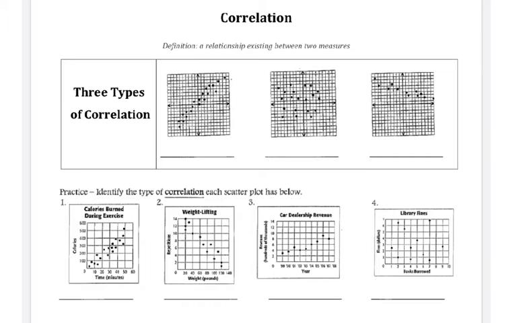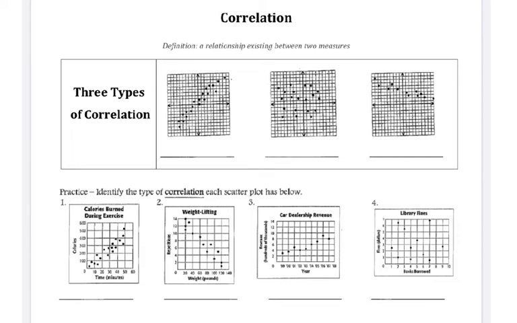Hello, so today we are talking about correlation, which is a word that you've heard before. You did this in middle school, so this lesson should be really easy for you. So correlation is a pattern or a relationship that exists between two measures.